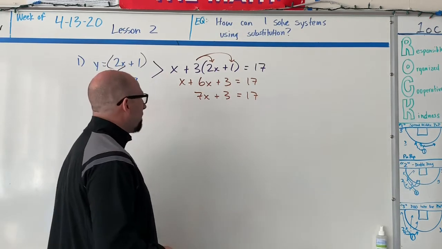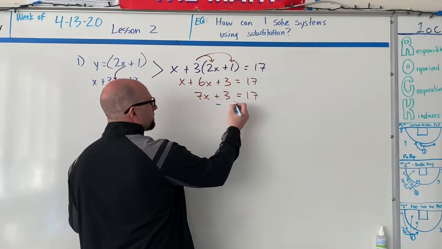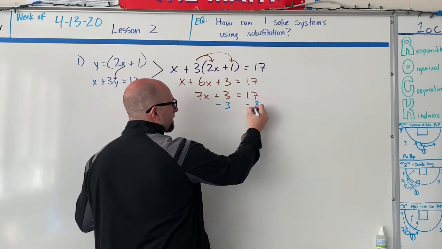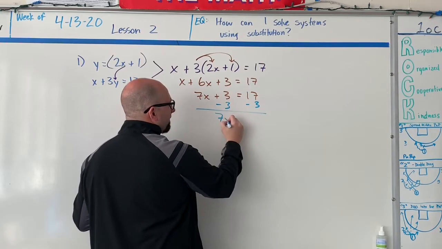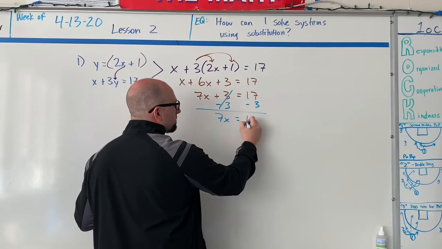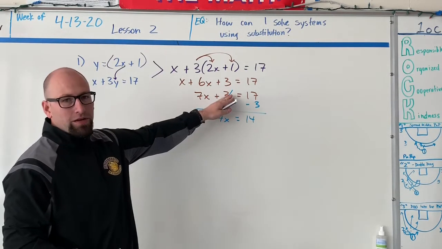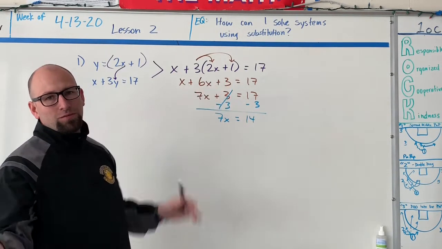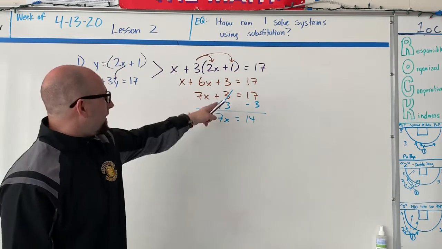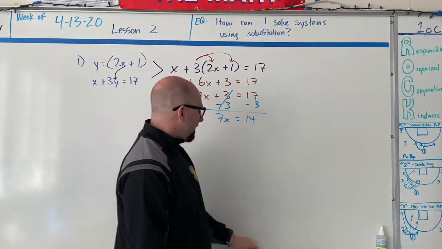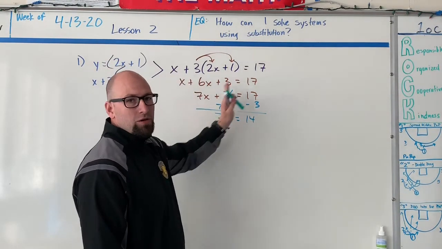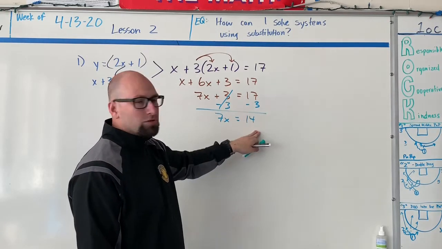Now we're going to do a simple two-step equation. Subtract 3. We've got 7x equals 14. What happened? We had to get rid of the 3. We had a positive 3, and we subtracted it to make it 0. That's why I crossed it out. And whatever you do to one side of the equation, you have to do to the other. 17 minus 3 equals 14.